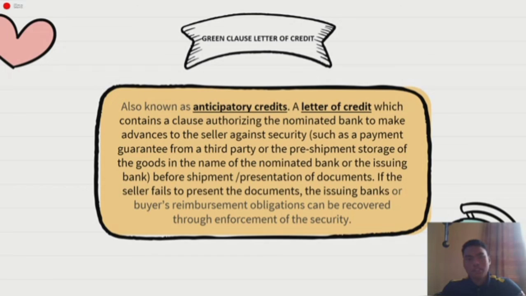Next is the green clause letter of credit, also known as anticipatory credit, a letter of credit which contains a clause authorizing the nominated bank to make advances to the seller against security, such as a payment guarantee from a third party or the pre-shipping storage of the goods in the name of the nominated bank or the issuing bank, before shipping or presentation of documents. If the seller fails to present the documents, the issuing bank or buyer's reimbursement obligation can be recovered through enforcement of the security.